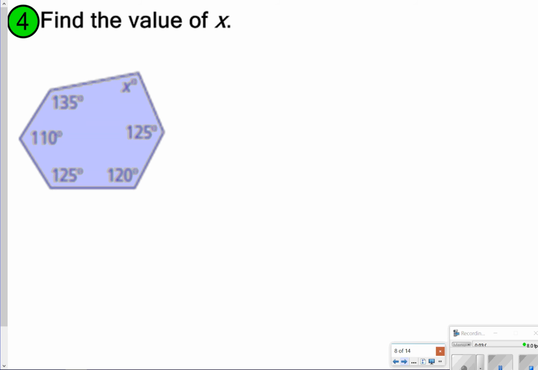Number 4, the same way, again count the number of sides, find the appropriate degree measurement, and then find the missing value of x. Go ahead and pause the video now so you can try this one on your own, and once you're done, click play.